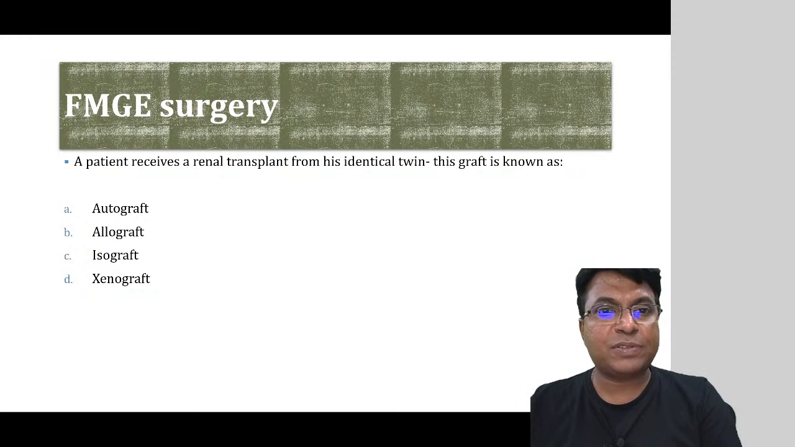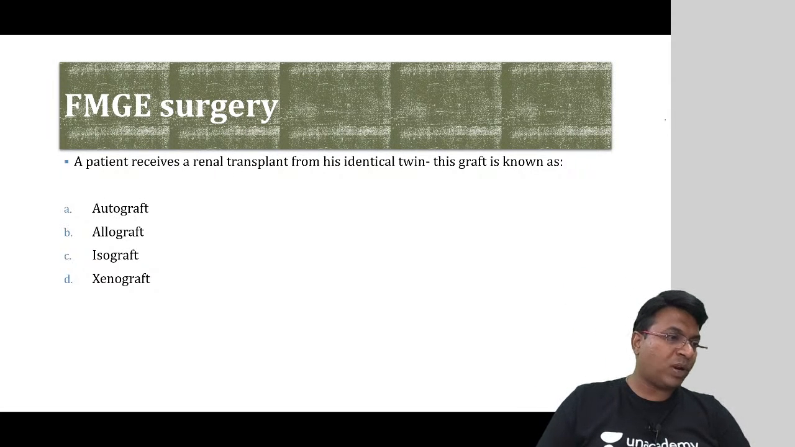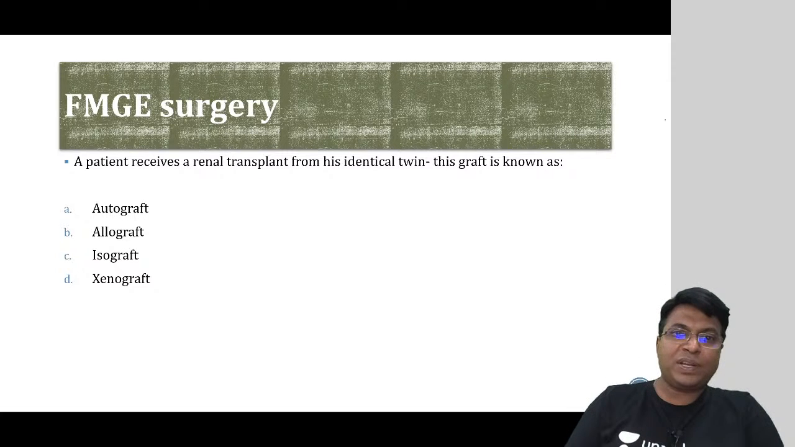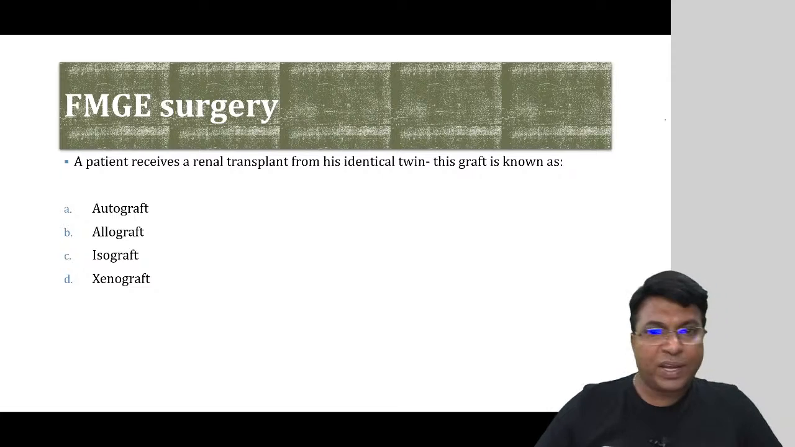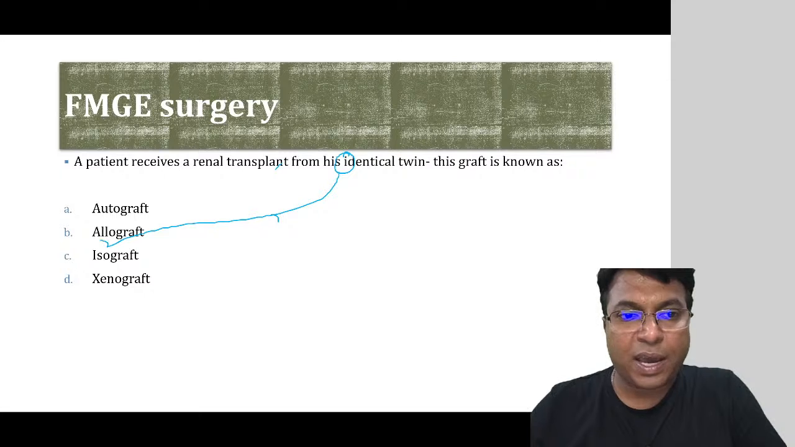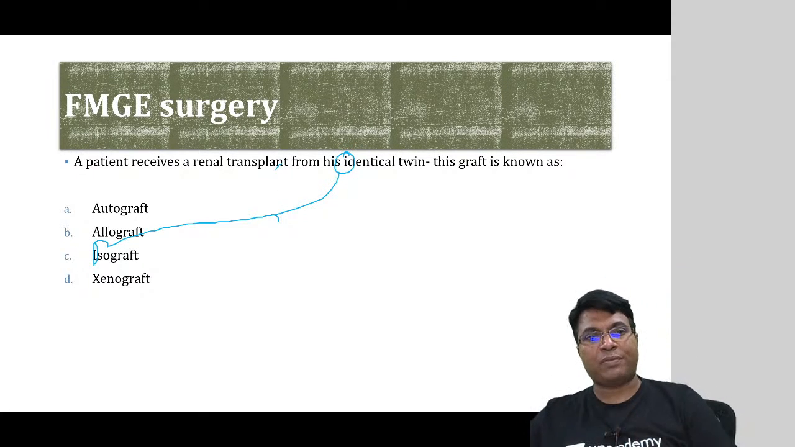A patient receives a renal transplant from his identical twin. This graft is known as what? Maybe this is the last question, I think. A patient receives a renal graft from his identical twin, that is known as, what is the answer? From an identical twin. So please remember, I for I. Remember this point. Don't get confused in the exam. Identical twin, I for isograft.